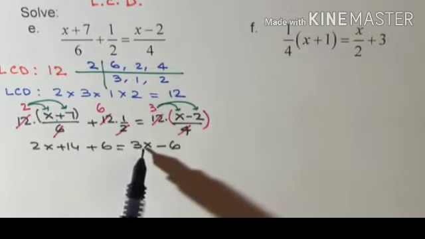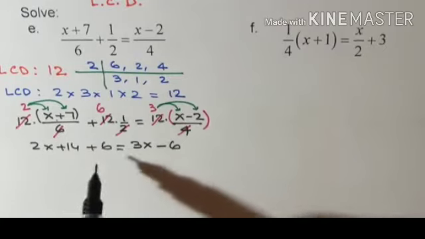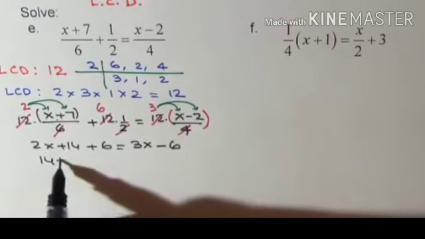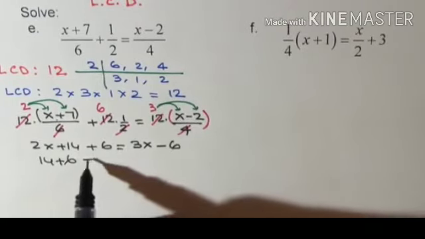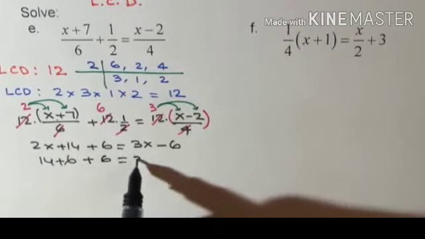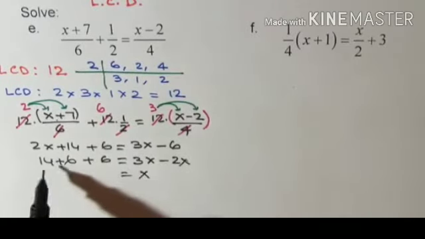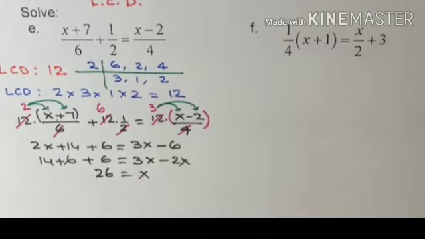Sometimes we know 3x is higher, so we'll bring x to the right side. We have 14 plus 6. Let me write 14 plus 6. This 6 coming to this side will become a positive 6. 3x minus 2x, so we get x equals 26. So x equals 26 is our answer. Is that clear?